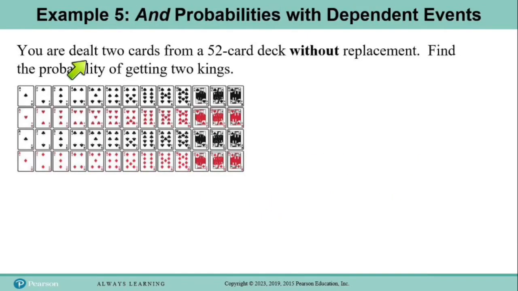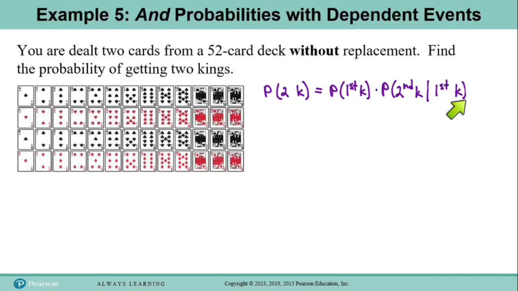And let's look at example 5. You are dealt 2 cards from a 52-card deck without replacement, so that means we're dealing with dependent events. Find the probability of getting 2 kings. So the probability of drawing a king on the first draw and then drawing a king on the second draw is going to be the probability that the first card is a king times the probability that the second card is a king, given that the first one was a king.